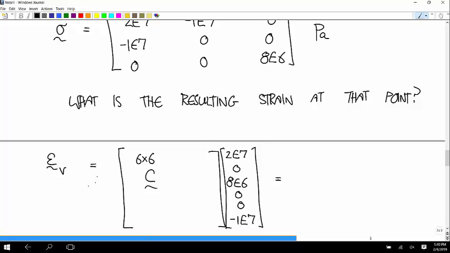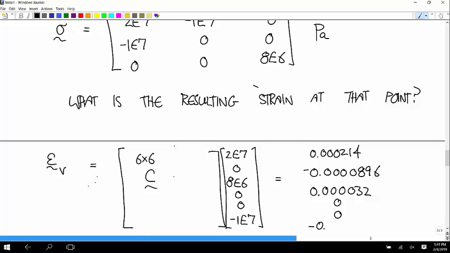And if you multiply this out, you get 0.000214, negative 0.40896, and then positive 0.4032, and then 0, 0, and the last one is negative 0.30304.